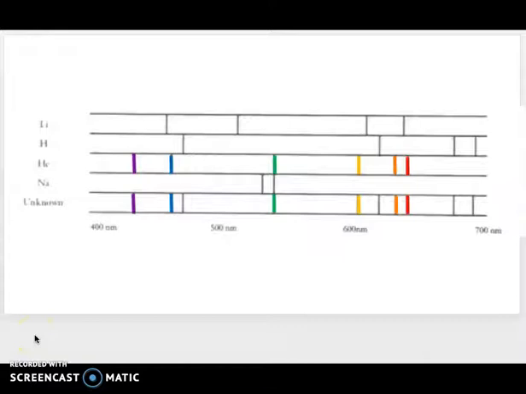And like magic, it looks like all of the lines that are in helium are also the same color lines that are in the unknown. So helium must be one of the elements that is in that mixture.